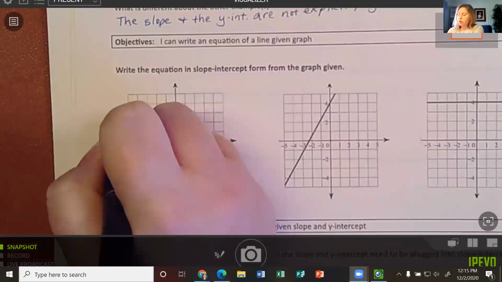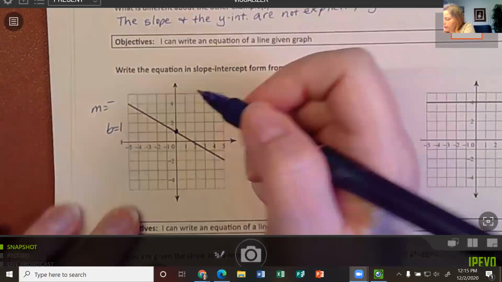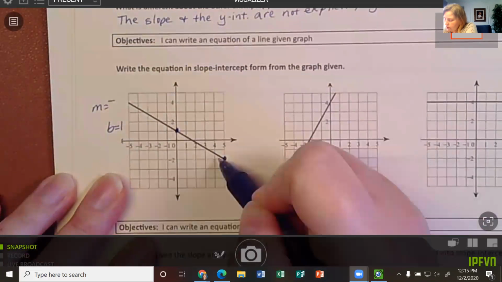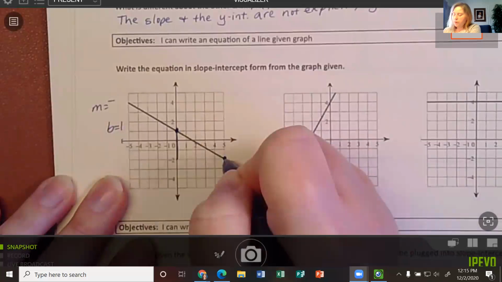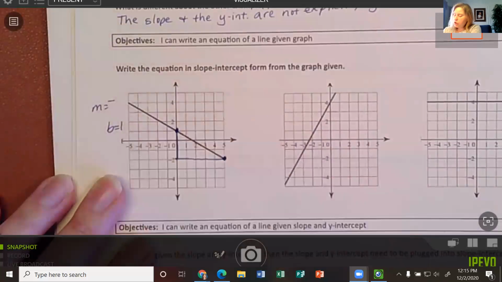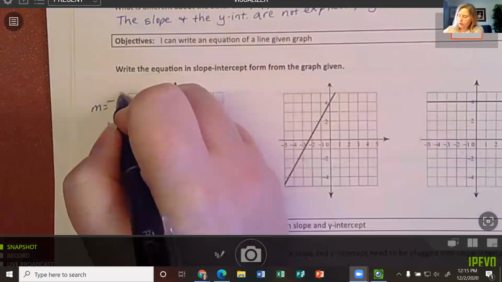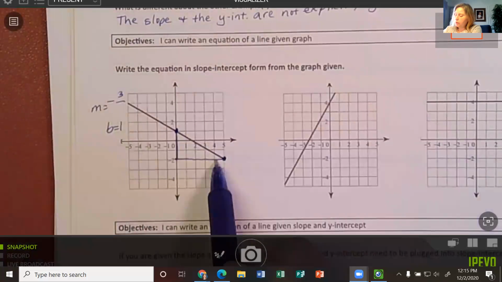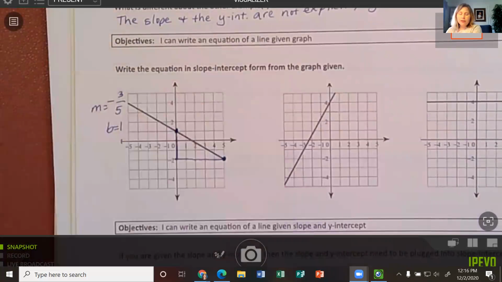And then we can see the slope. First of all, it's negative. And then we look for the rise over run. So we'll choose any two points. I'll choose this point and this point. I will make a reference triangle. I'll go down and over. And my rise, starting at this point, is 1, 2, 3. My run, starting at this point and then counting, is 1, 2, 3, 4, 5. So my slope is -3/5 and my y-intercept is 1.